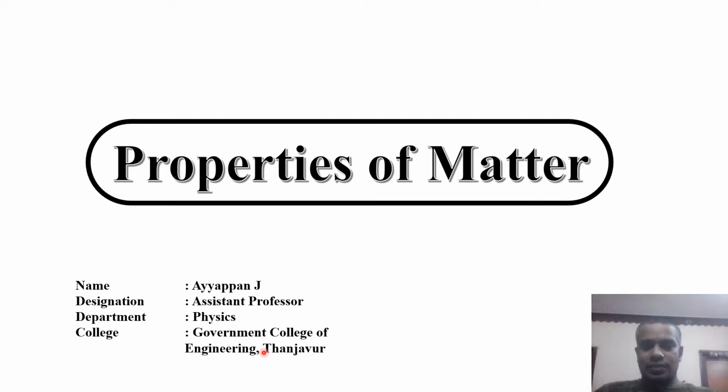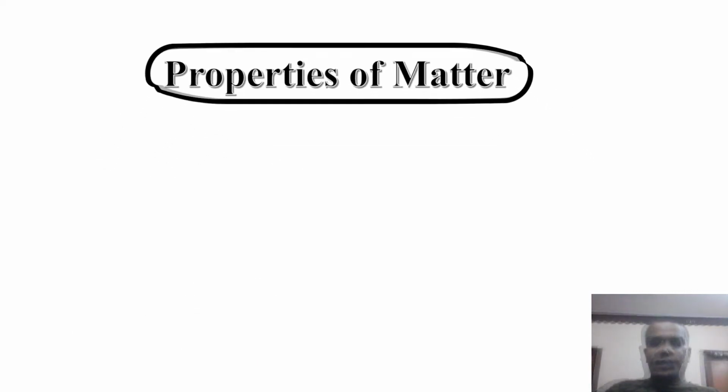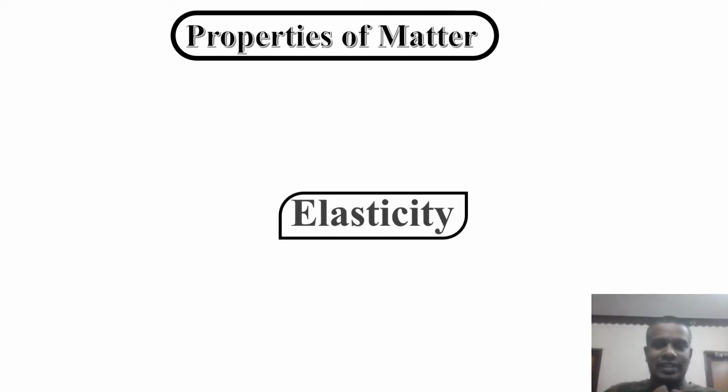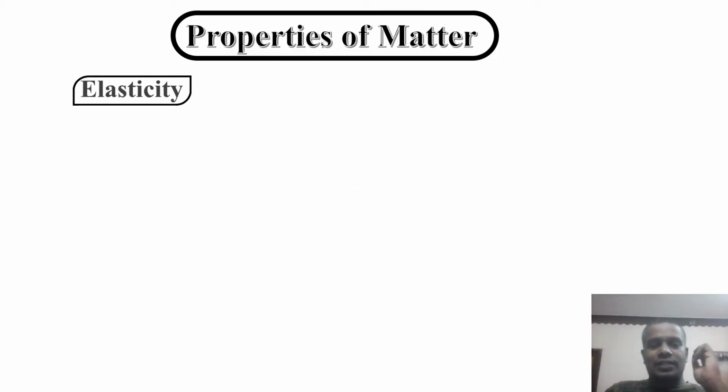In this properties of matter, what are the topics we are going to discuss? That is the thing we are going to see now. The first topic we are going to discuss is the elasticity of the material. In general the materials are of two kinds, plastic material and elastic material, but here in the first unit of engineering physics we are going to look at the elastic behavior of the material. That is the first topic. This is a simple definition.